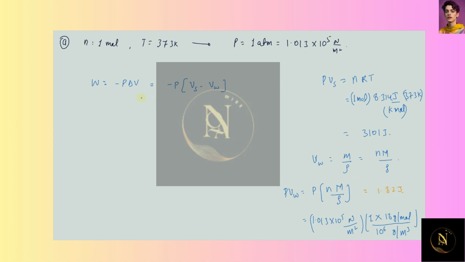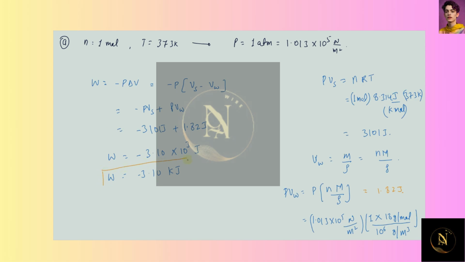So the equation for work was minus P V_s plus P V_w. You can plug all the values here. The minus sign is there, so 3101 joule, and P V_w is 1.82 joule. After simplification, we'll get 3.10 × 10^3 joule with a negative sign. So work will be equal to minus 3.10 kilojoule. This was the answer for the A part.